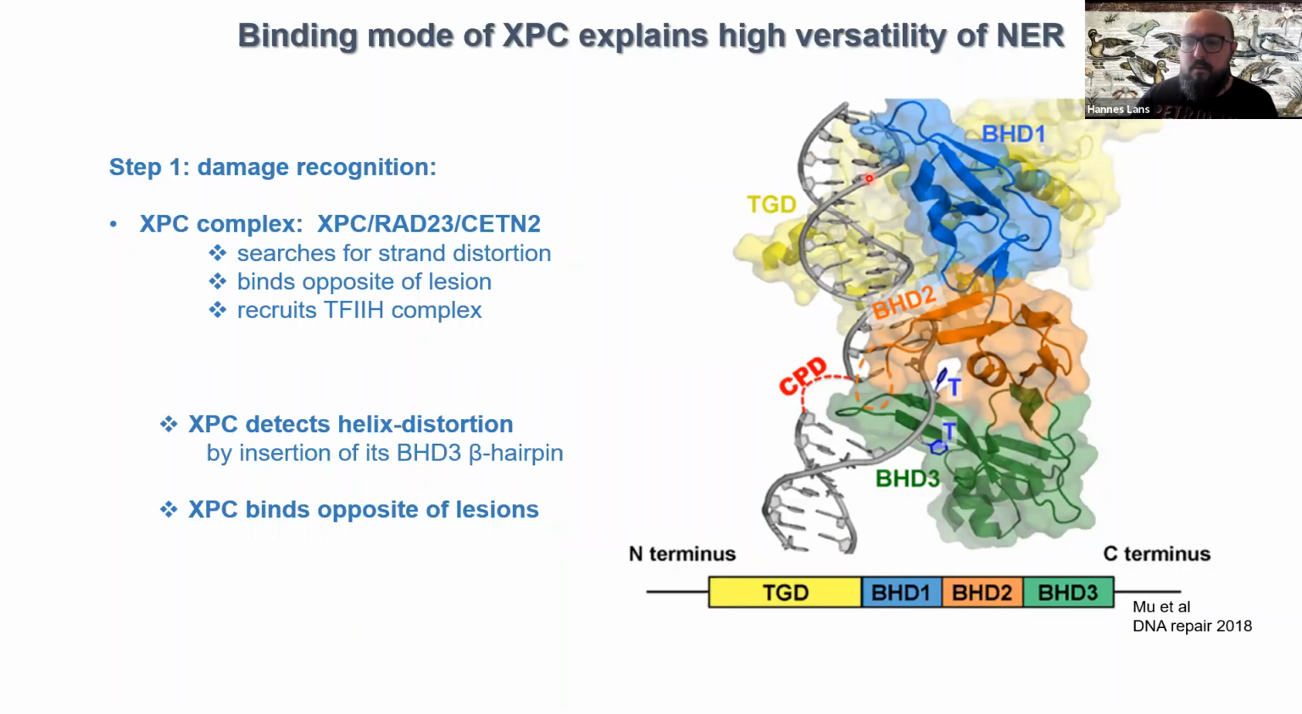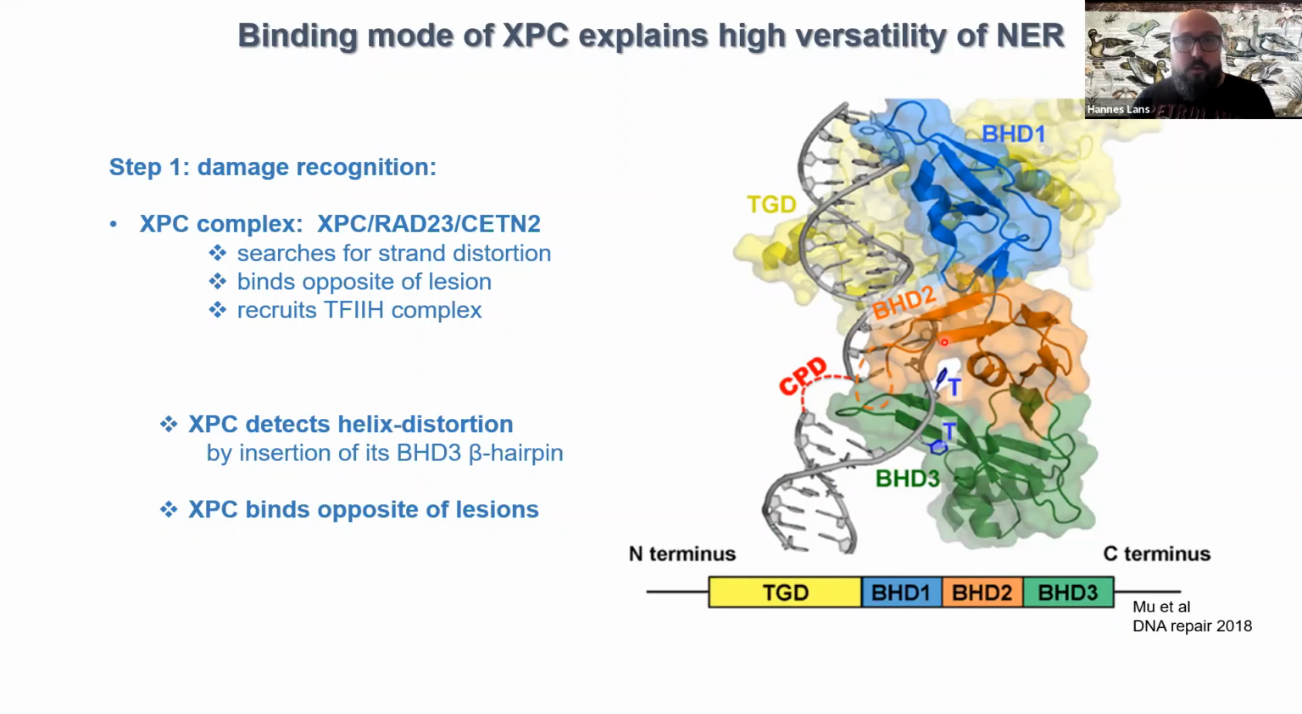And at the same time, with another domain, or actually two domains, the BHD2 domain and the BHD3 domain, the BHD3 forms this hairpin domain. It tries to insert these domains in the double helix. Well, normally this cannot happen because the double helix, of course, forms a tight helix. But if there's a damage there, then there's a helical distortion, and then XPC, if the energetic barrier is low enough, can insert this BHD3 domain in between the double helix and then bind more tightly to the DNA, which is the trigger to initiate nucleotide excision repair.